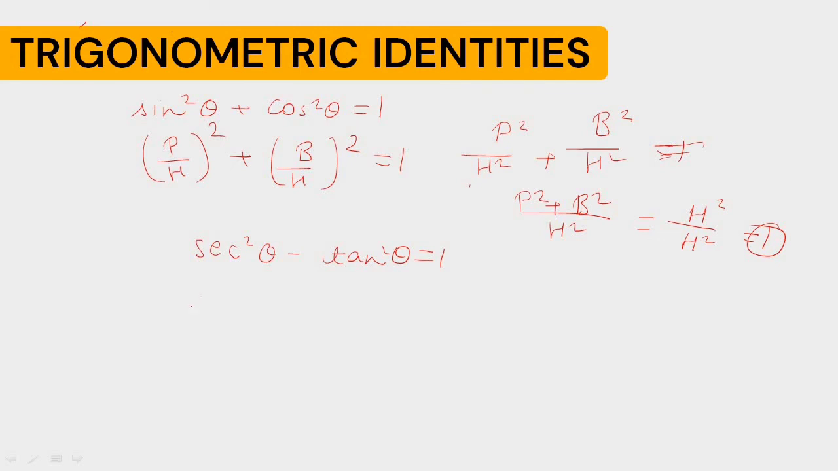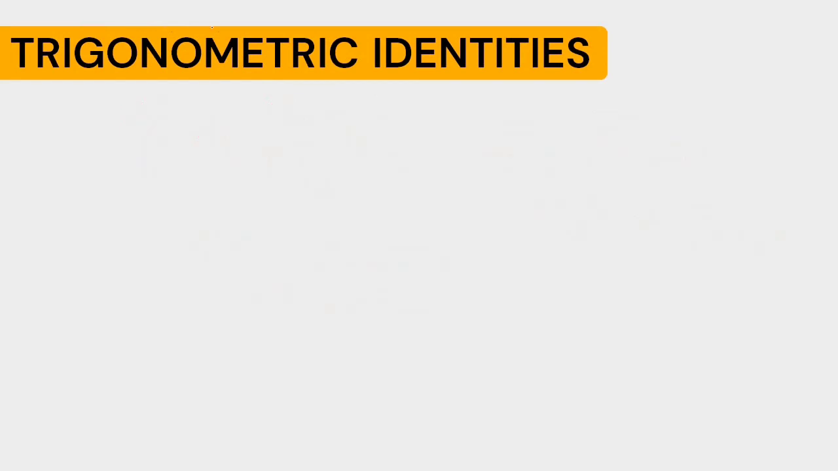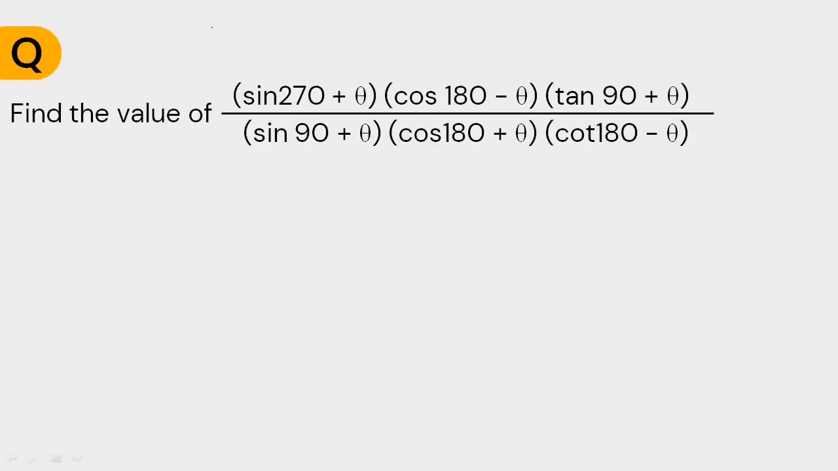and the other is. So these are the basic trigonometrical identities which we should know and which we should remember. Moving forward, here is a question based on what we have studied.